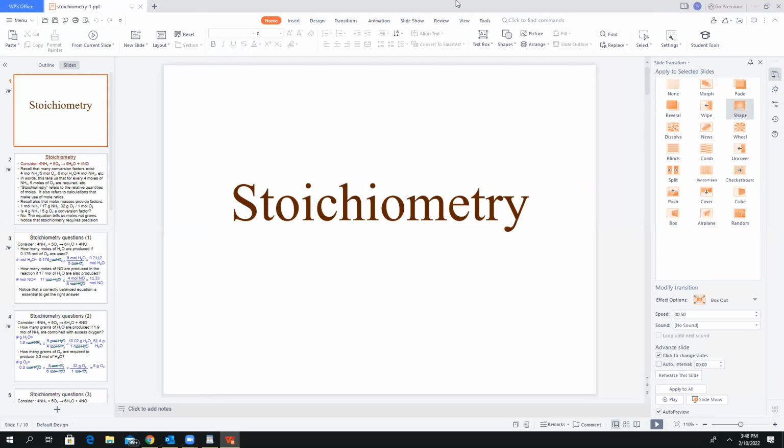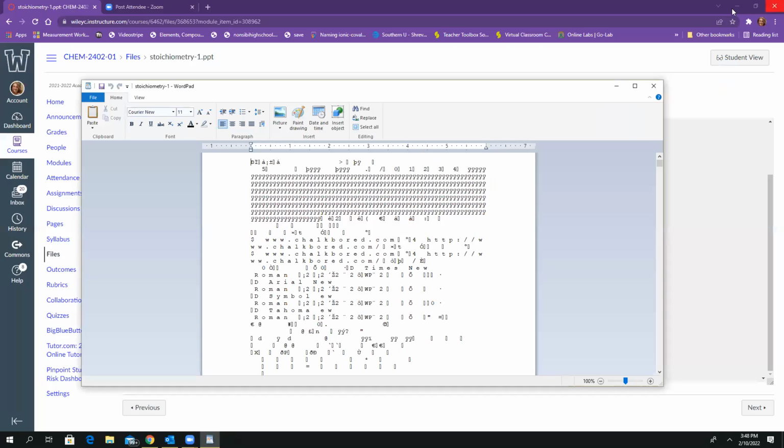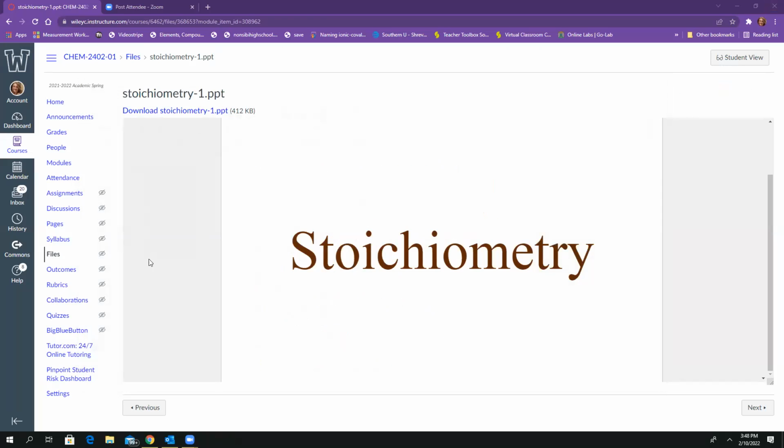Anyway, so now let me go back to in here. I don't know why it always does that. It always tries to download it using Word. I've never associated it. I think it's just confused, and it always gives me gibberish.